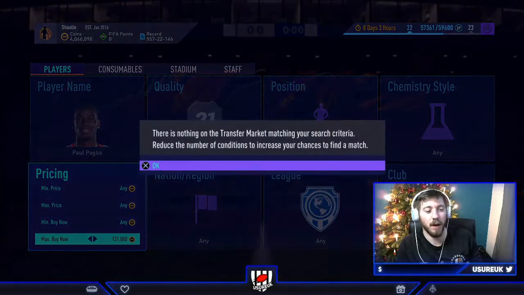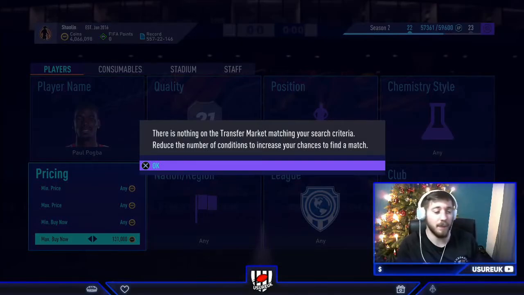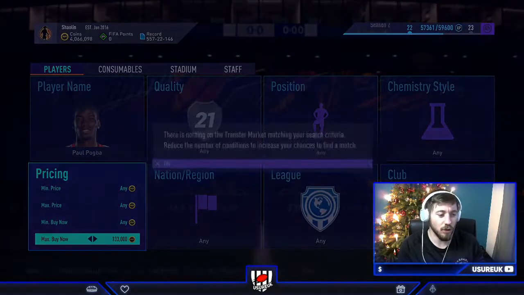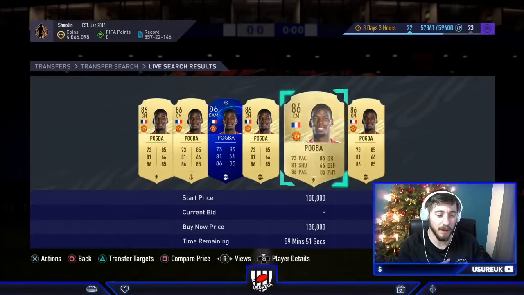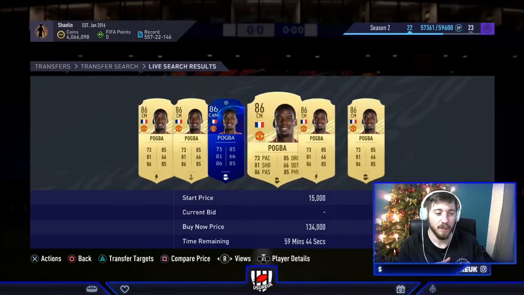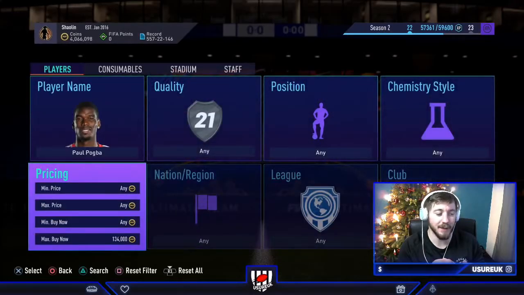Now there's none on the market, so that tells me if I listed one up for 131, that should sell, because I know this is a demanded player. 132 not being bought, 133 not being bought, so it was 134, and sometimes the market's a bit laggy and glitchy. So 134 is what his minimum max buy now price is, his lowest max buy now price, what his selling point is.